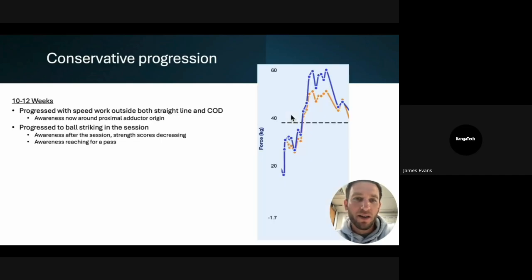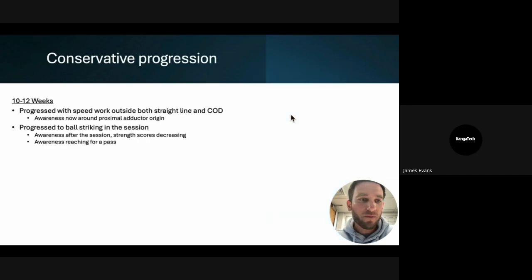We noticed here that he was now starting to lose his strength as we progressed small steps outside. He just couldn't maintain. He had small awareness during the sessions, but it was more that carryover into the sessions the next day and the testing. And importantly, he also had small awareness reaching for a pass, which was the initial mechanism that caused the injury.